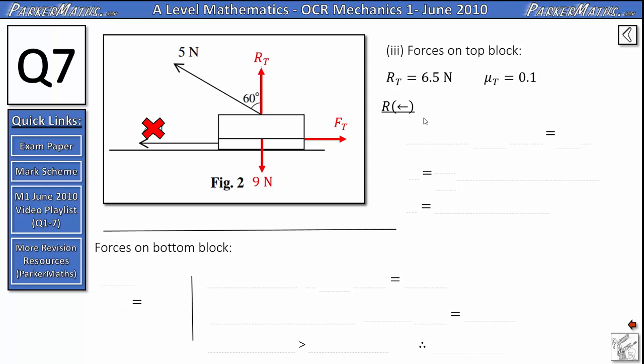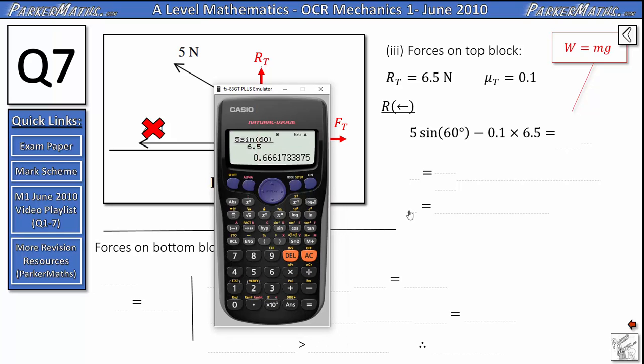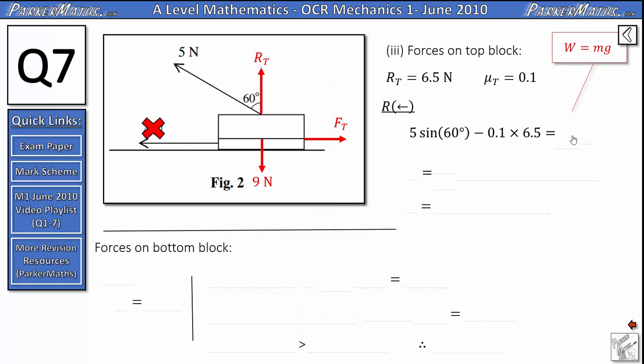So resolving horizontally with the top block, taking left to be positive, we've got 5 sine 60 going to the left. To the right, we've got Ft. We calculate F by doing mu r. Mu is 0.1, r is 6.5, and that's going to equal mass times acceleration. But remember, in the problem, we are not given the mass, we are given the weight. And we know that weight equals mg. So if we want to find m, we need to do the weight, 9 divided by g. So the weight of the block is 45 over 49, and the acceleration is the quantity we're trying to find.